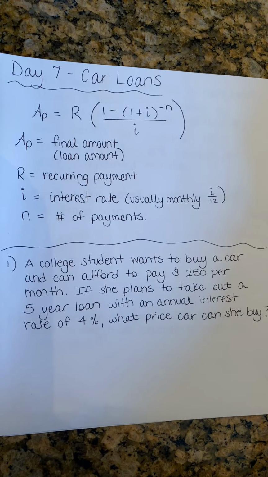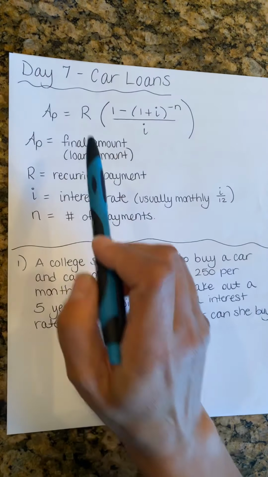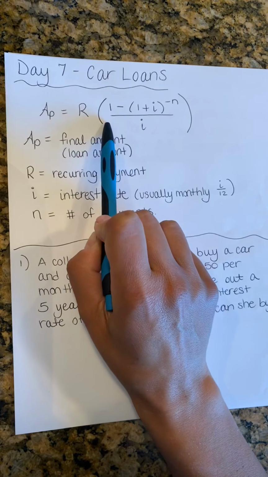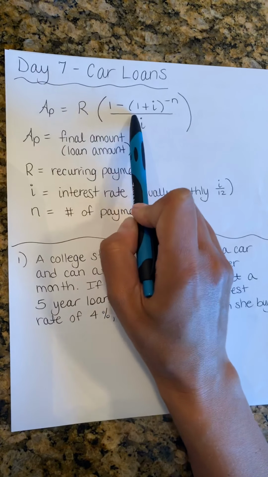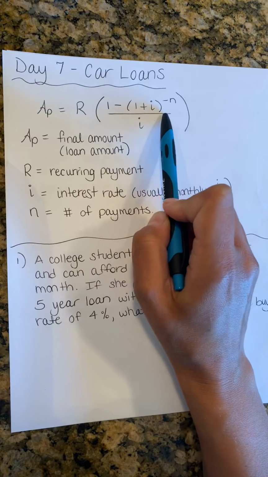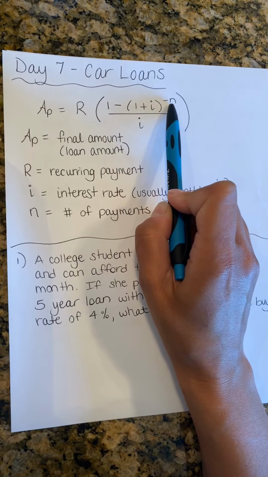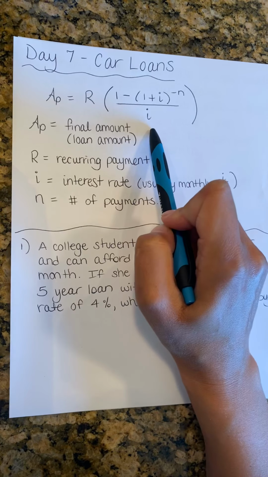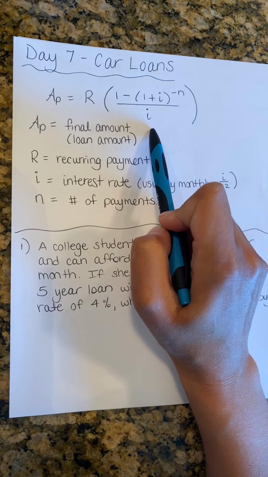So the formula that we will be using is AP equals R, parentheses, 1 minus, in parentheses, 1 plus I, close the parentheses, raised to the negative n, over I. Okay, so it's kind of similar to the one we did the other day where we were doing annuities.